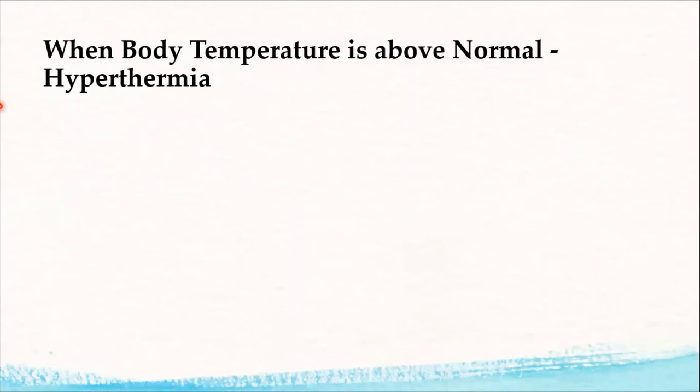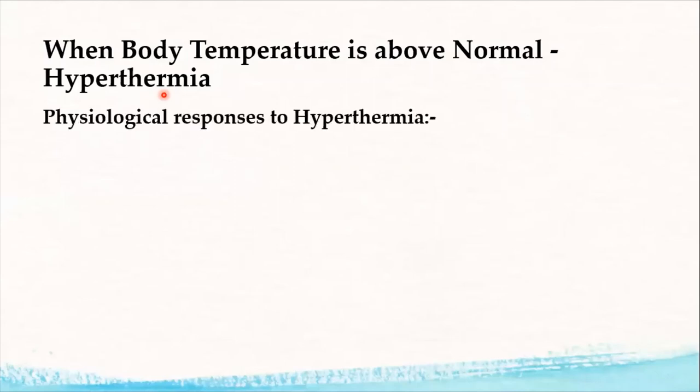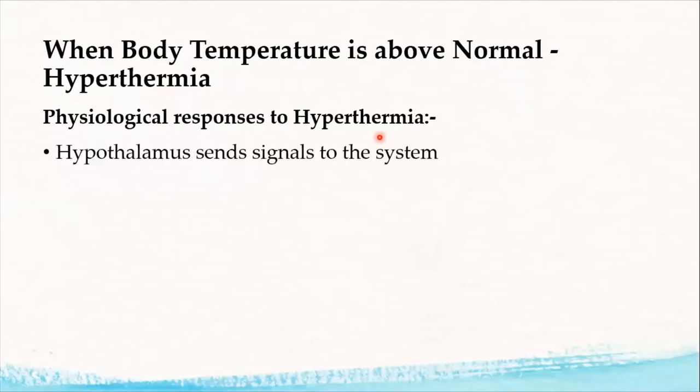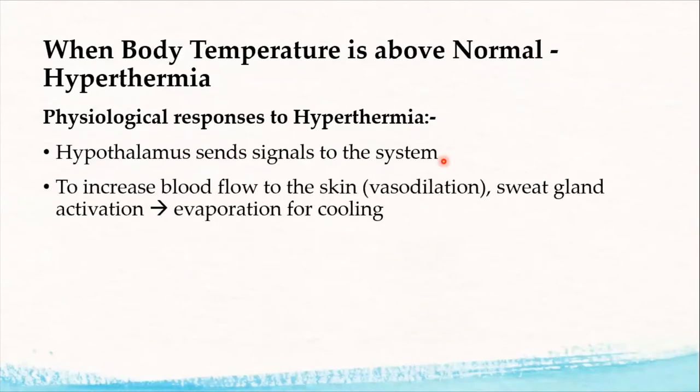The situation is known as hyperthermia, when the temperature of the body is higher. The physiological responses to hyperthermia experienced by the body are that the hypothalamus sends signals to the system of the body to increase the blood flow to the skin. That is known as vasodilation. Blood vessels are dilated and blood flow increases. In this case, more heat can escape from the skin.